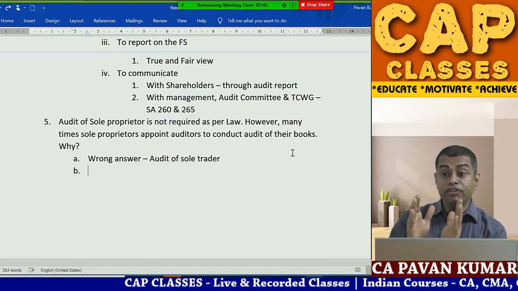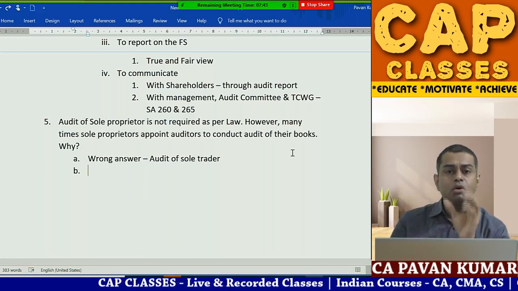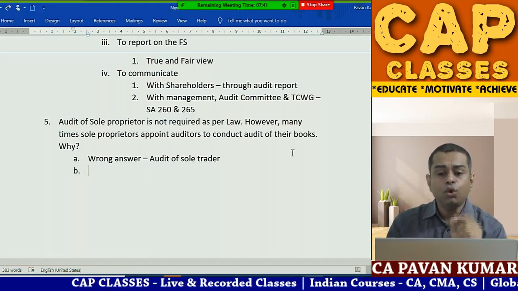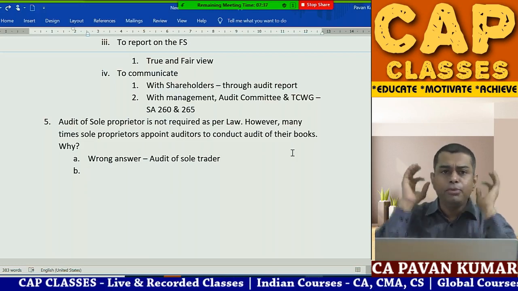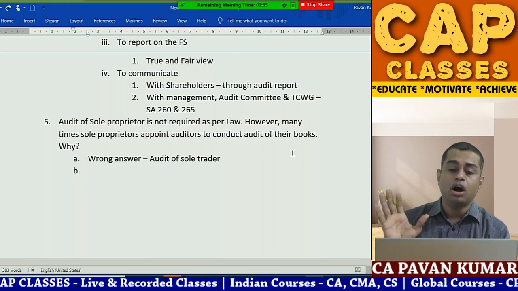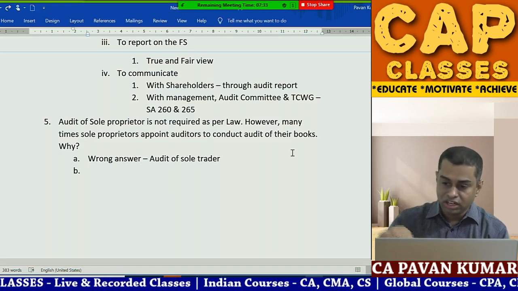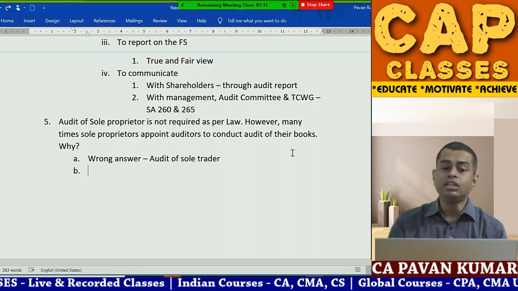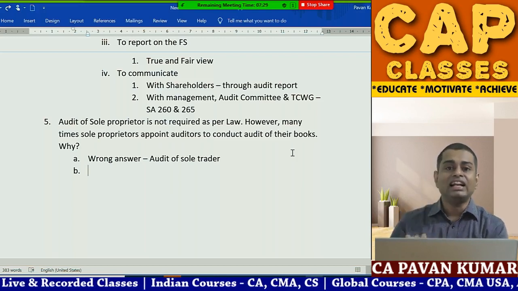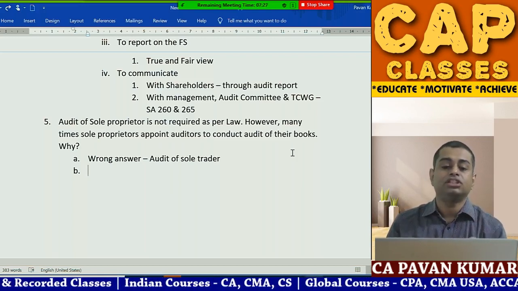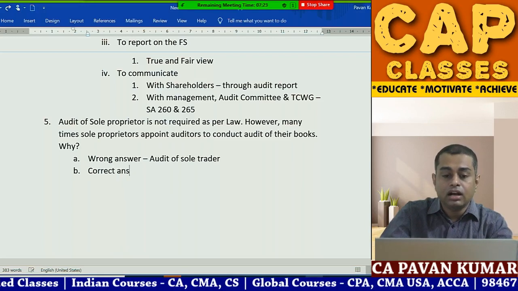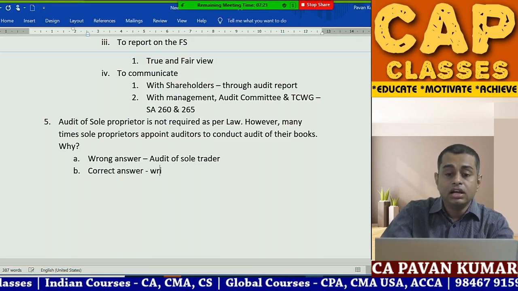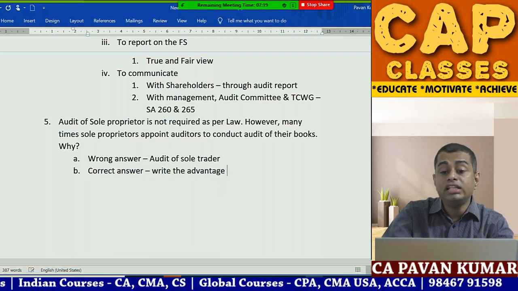Okay, so audit of different forms of entities, new syllabus. Writing sole trader audit for this question is a wrong answer. Even if you write beautifully everything about audit of sole trader also, you will get only a big 0, because that is a correct answer but inappropriate answer for this question. That is where you lose the marks. So what is the correct answer? Correct answer is write the advantages of audit.